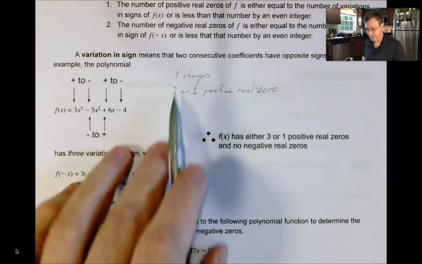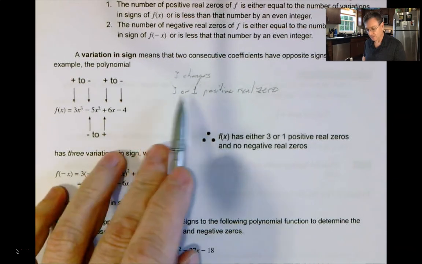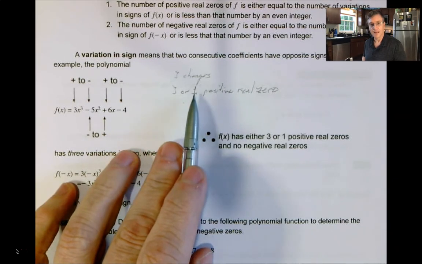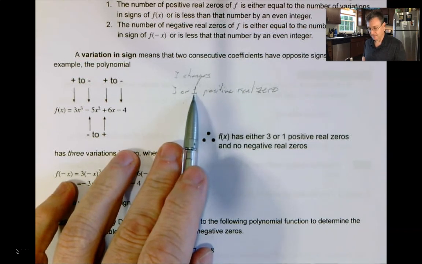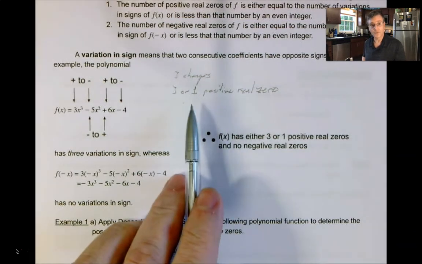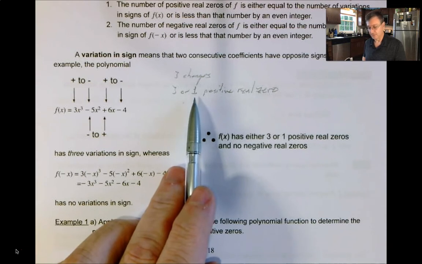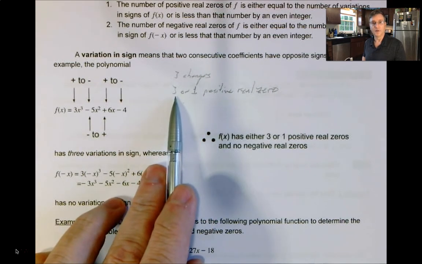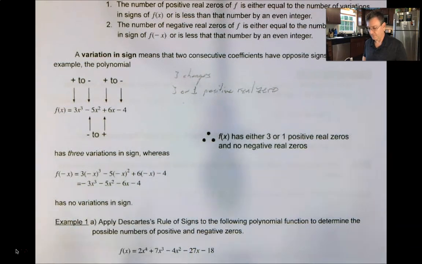Now, why is it 3 or 1? There are 3 changes, that's easy. Why is it or 1? Well, it's possible that there's 1 positive real zero and 2 imaginary zeros. Imaginary or complex zeros always come in pairs, plus or minus i, because to get them you're doing the square root of a negative number, and whenever you're doing a square root you are introducing a positive and a negative solution. So complex imaginary numbers always come in pairs. So it's possible that there's 1 positive real zero and 2 complex or imaginary zeros. It's possible that there are 3 positive real zeros. All 3 of them are real.